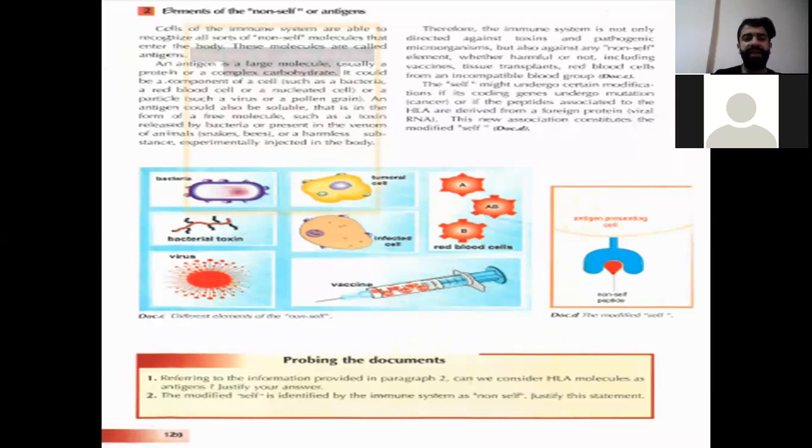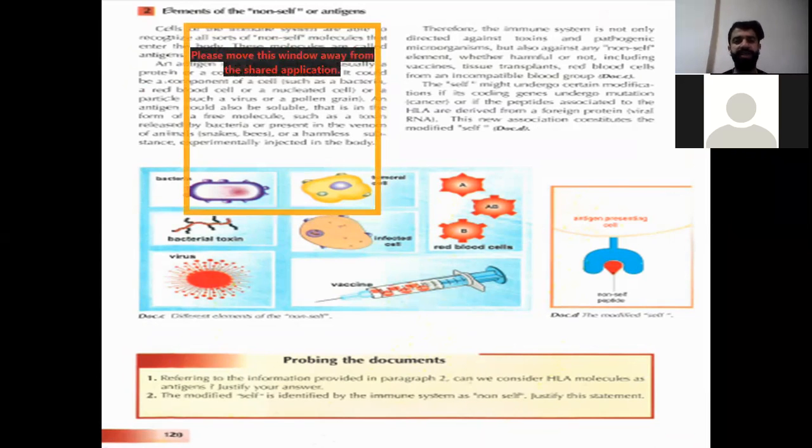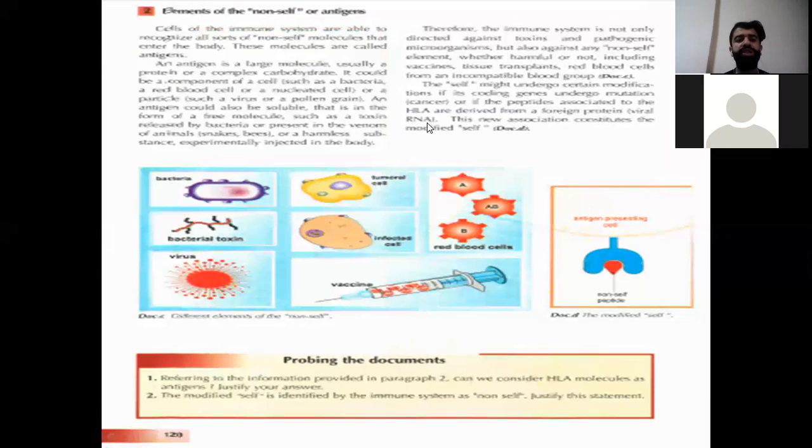The elements of the non-self. Cells of the immune system are able to recognize all sorts of non-self molecules that enter the body. These molecules are called antigens. An antigen is a large molecule, usually a protein or a complex carbohydrate. It could be a component of a cell, such as a bacterium, a red blood cell, or a nucleated cell, or it can be a particle, such as a virus or a pollen grain.